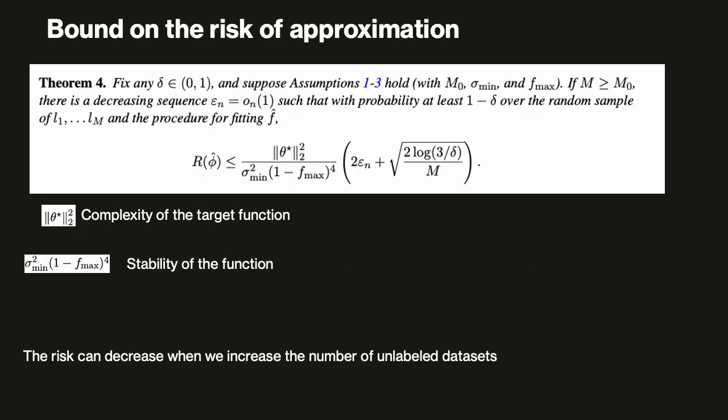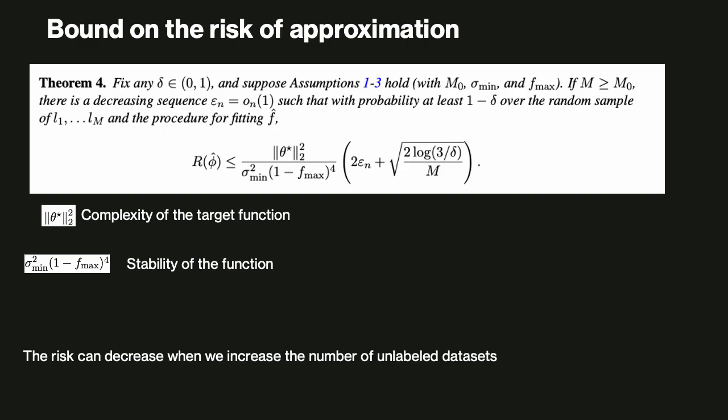And so using the 3 assumptions before, we can actually arrive at this theorem, which provides an upper bound on the risk of the approximation. Here, as you can see, the L2 norm of this theta shows the complexity of the model, and in the denominator we saw the stability of the function that we saw in the assumptions.